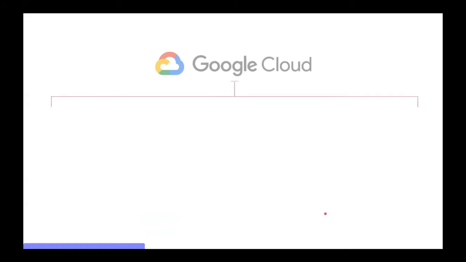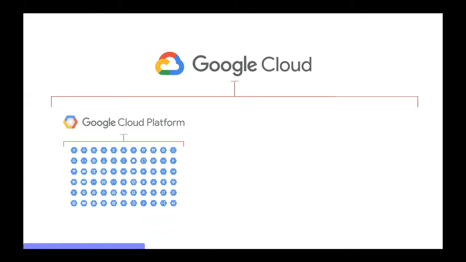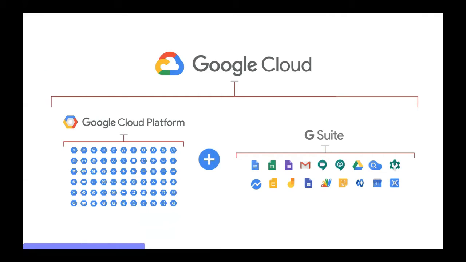Okay, so what is Google Cloud? We have two large product groups that you're probably very familiar with. The first one is Cloud Platform, which is the one I'm mostly going to be spending my time on. This is our collection of machines, big disk, machine learning, security, networking, all of those tools that you expect in a cloud platform.